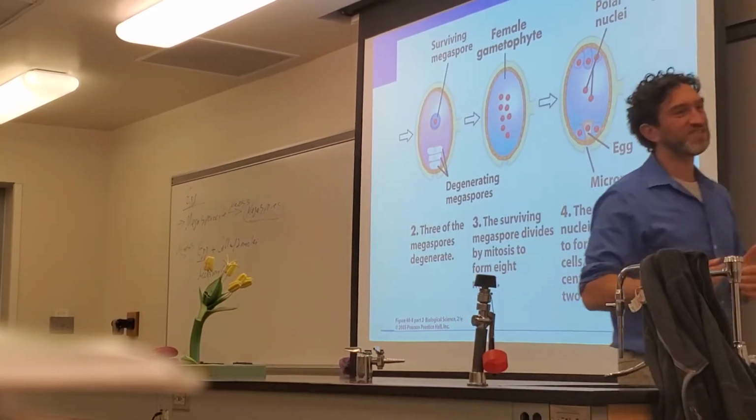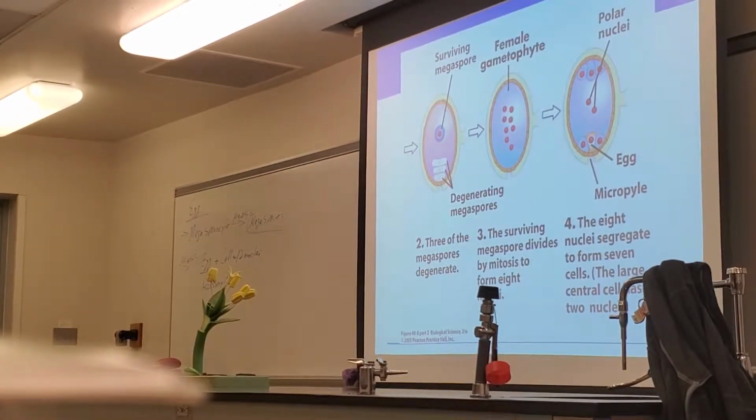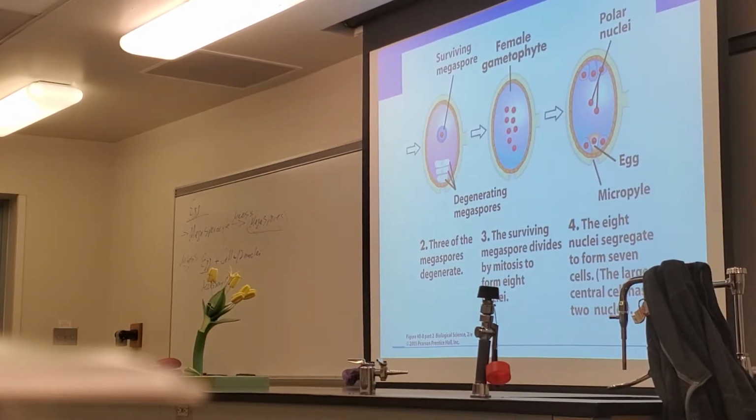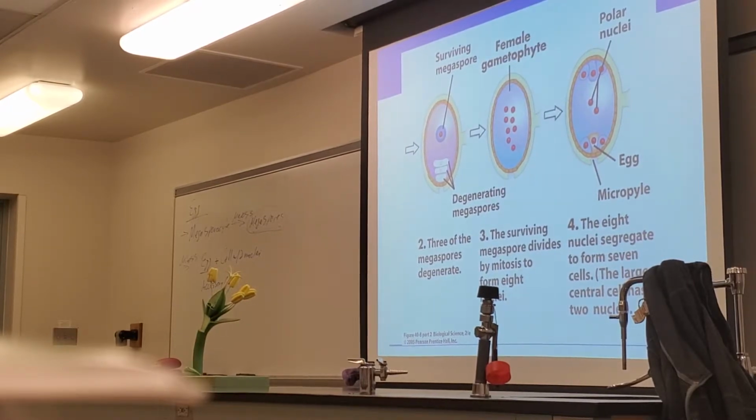So you have 7 cells with 8 nuclei. All right? And this is the female gametophyte. What's the point of the degenerating megaspores? Why would it give you 4 if you only need 1?